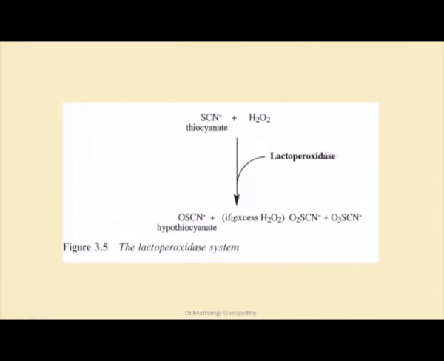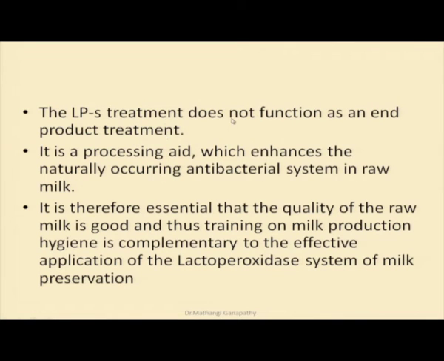This picture actually explains what the lactoperoxidase system is. So, the thiocyanate in the presence of hydrogen peroxide, the lactoperoxidase enzyme gets activated, you get the production of hypothiocyanate, and the presence of this radical will cause disruption of the bacterial membrane, destroy the microbes, thereby protecting the food from microbial spoilage. And this LPS treatment does not function as an end product treatment. This is processing, meaning we can use this when the milk is getting processed. So, this will enhance the naturally occurring antibacterial system in raw milk.